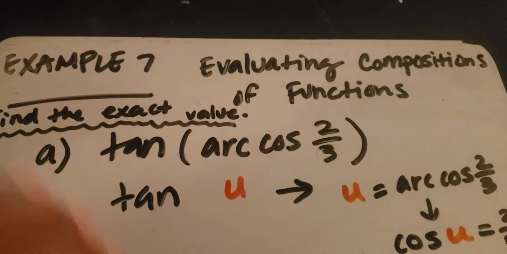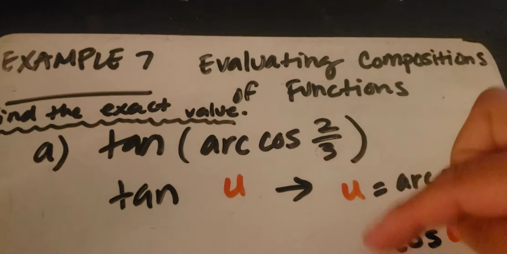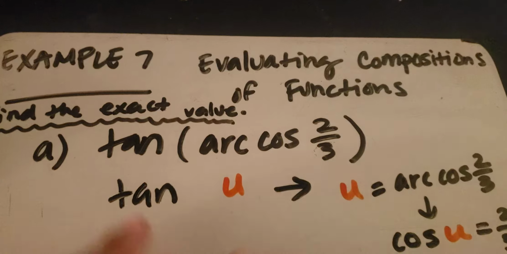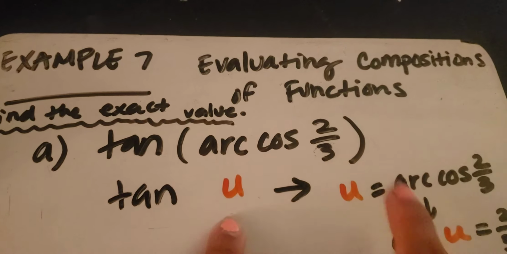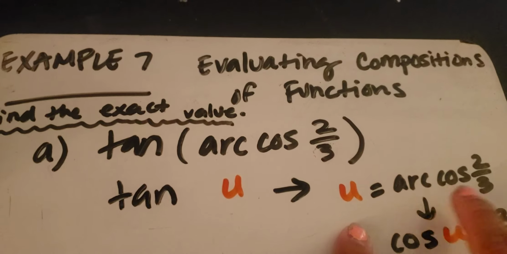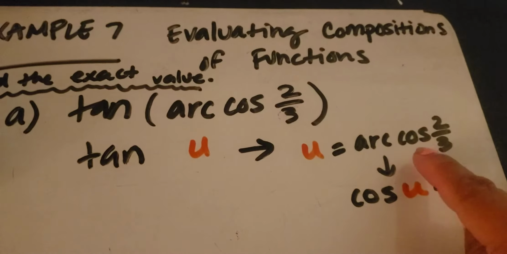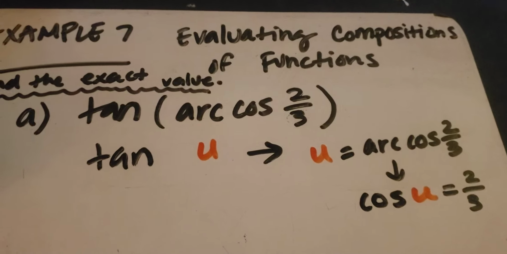All right, so this is where we're at. We're just concentrating on the inside, okay? So again, let me just reiterate. So tangent of u. So I just rewrote this where u is going to represent the inside. So u is going to represent arc cosine of 2/3. Remember, the inverse can be written as cosine of u equals 2/3, okay?